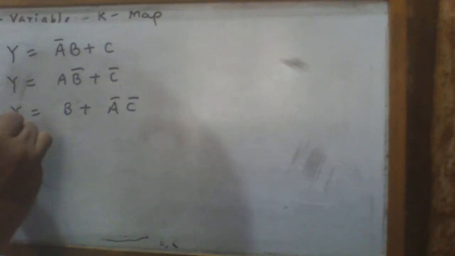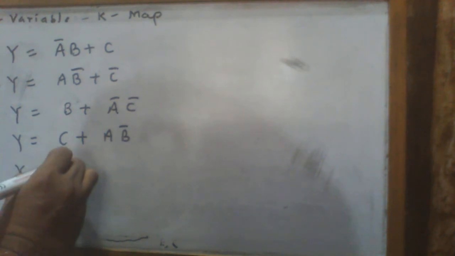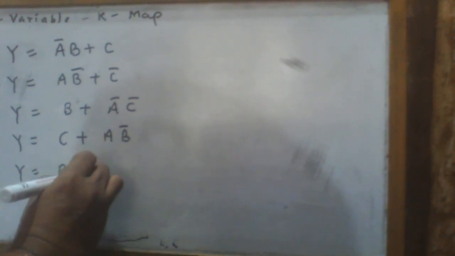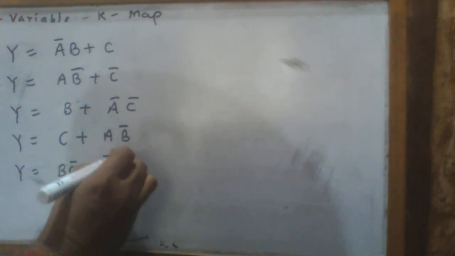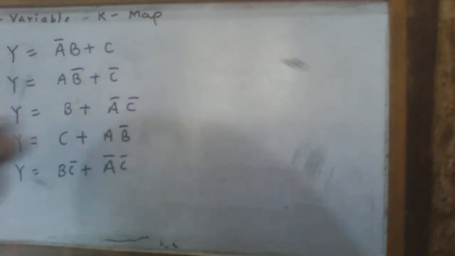The fourth equation is y is equal to C plus AB bar, and the fifth equation is y is equal to BC bar plus A bar C bar. These are some of the equations given to you, and it is asked to plot the K-map for the given equation and draw the circuit diagram for the given equation.